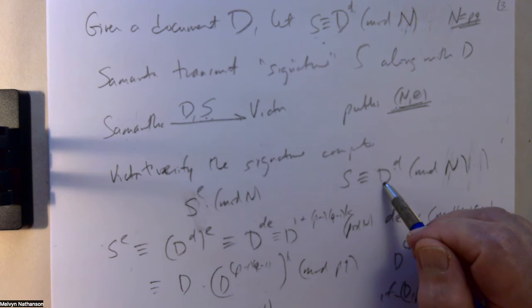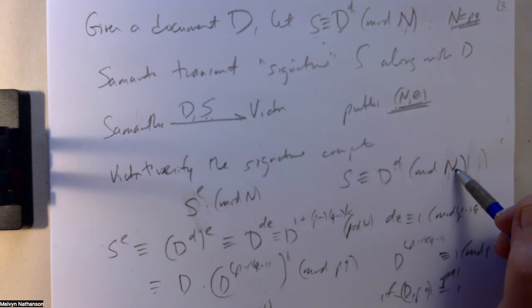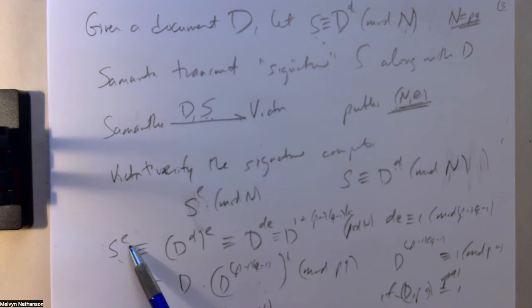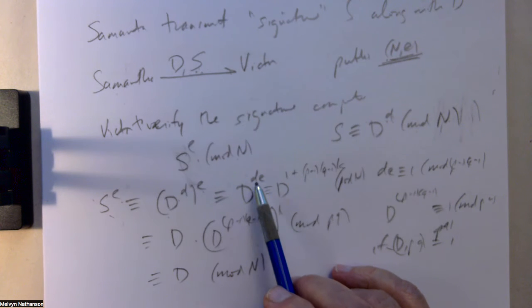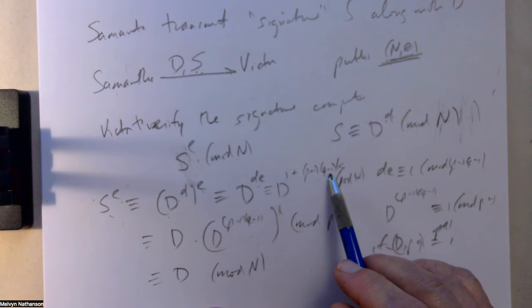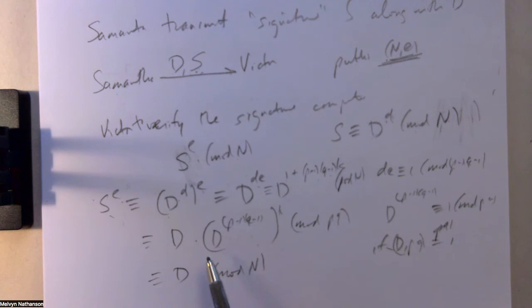But S was capital D to the lowercase d mod n. So S to the E is D to the d to the e, which is D to the power d times e. But de is congruent to 1 mod (p minus 1)(q minus 1). So this is D times D to a power of (p minus 1)(q minus 1). But by Euler's theorem, this is 1. So we get back D.